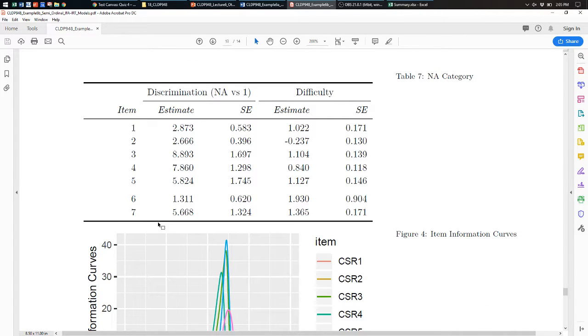So here are the parameters for the NA category. This actually is a submodel for NA category versus category 1. You can see item 1's NA category has the highest discrimination.